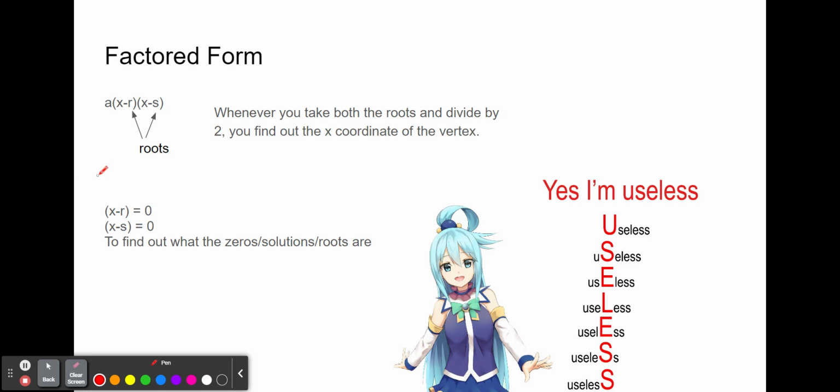However, that's pretty much the only use for factored form that I can think of. And so yeah, it's pretty useless, just like a certain anime character here.